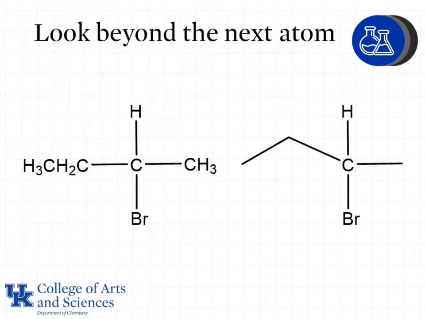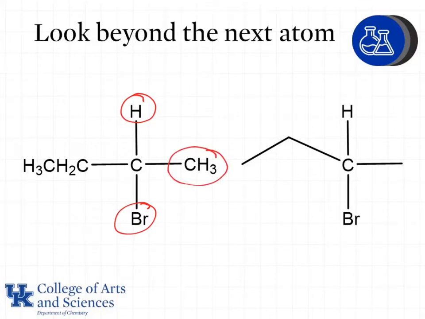One thing that you need to be careful about when you're looking at the unique groups attached to a carbon atom, you need to remember that you have to look beyond the next atom. So when we look at the carbon in the middle of this molecule, we see we have a hydrogen group and a bromine group. When we look at the other groups attached to that carbon, we see that they both start with a carbon atom. However, we cannot stop with just that one atom, and we have to look at the entire group. So here on the right, we have a CH3 group, and on the left, we have a CH2CH3 group.